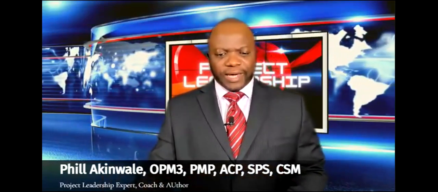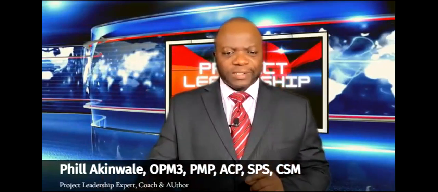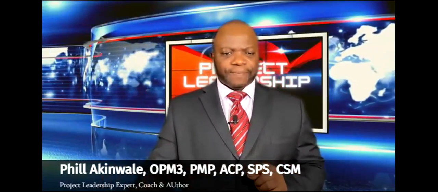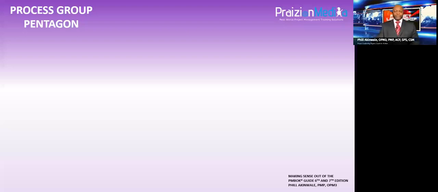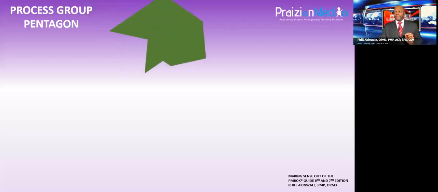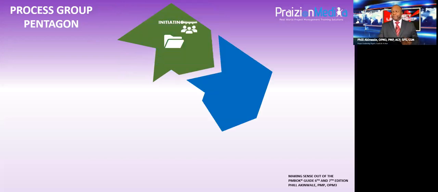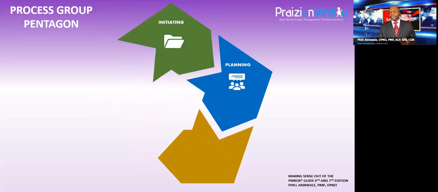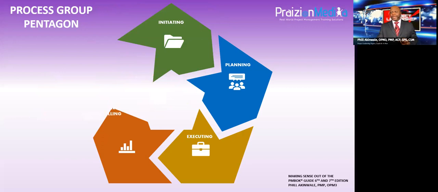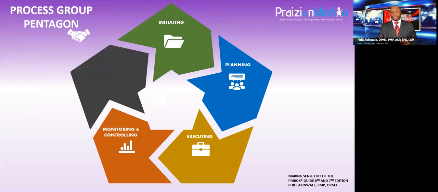So let's jump in and I'll show you some finer detail about this on the screen here. So the very first process group is initiating, and I call this image the process group pentagon. It's something I made up because I wanted a shape that would remind me of all 5 process groups: initiating, planning, executing, monitoring and controlling, and closing. So let's talk about what we do in each of these.